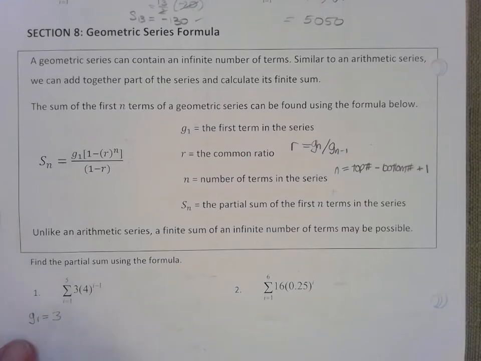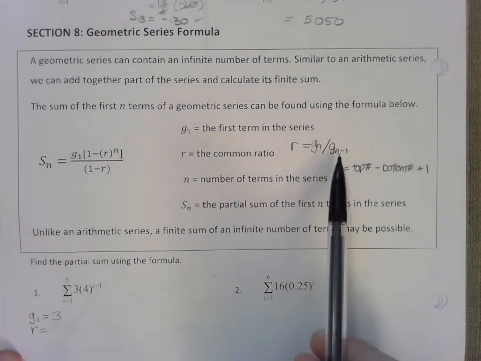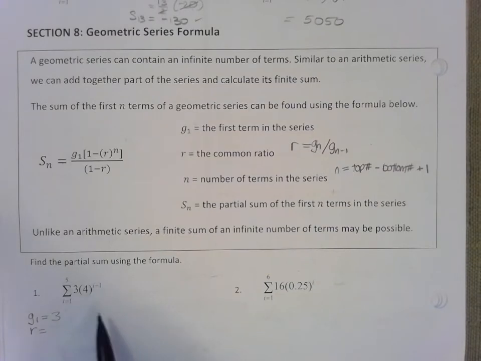Now, we don't even need to find the value of the second term or even the last term to use this formula. We just need to know what our ratio is. And again, we could take any term and divide it by the previous term, but I don't see any terms. It looks to me like our ratio is going to be a 4, because we learned the explicit formula for a geometric sequence. And so I'm just going to call it 4.